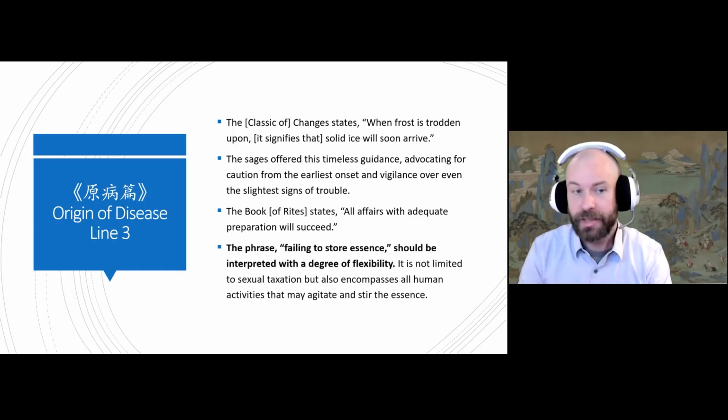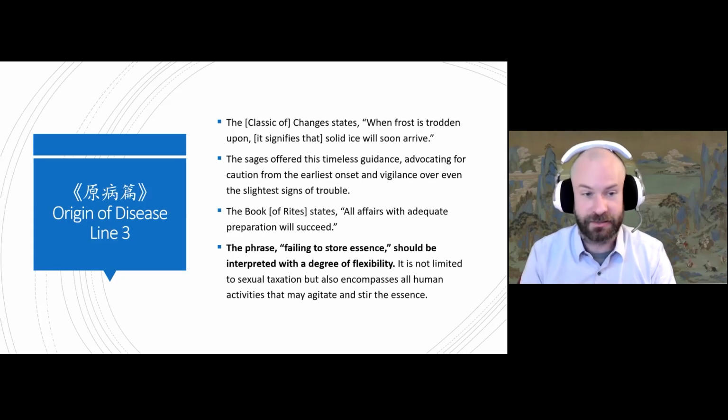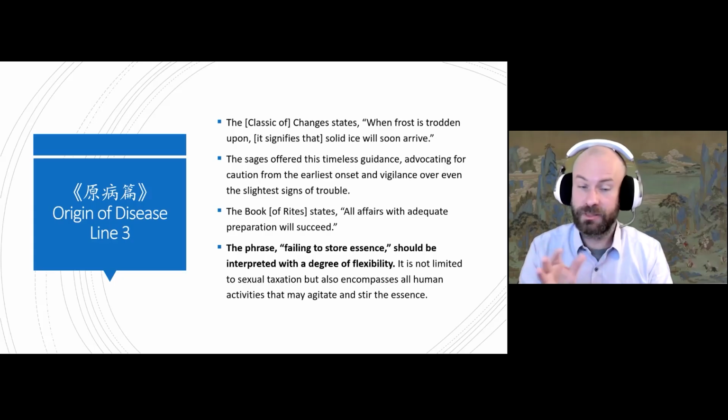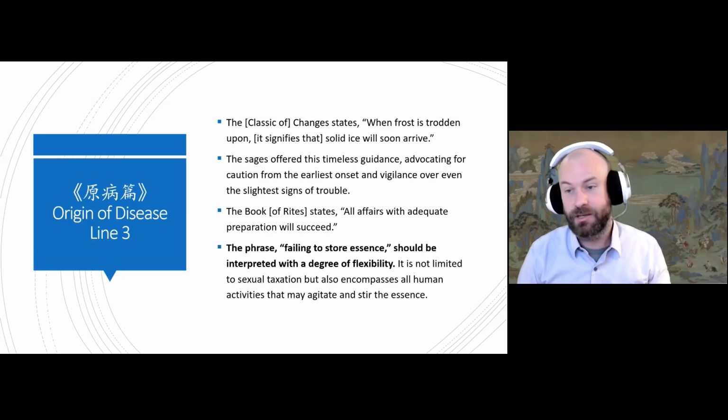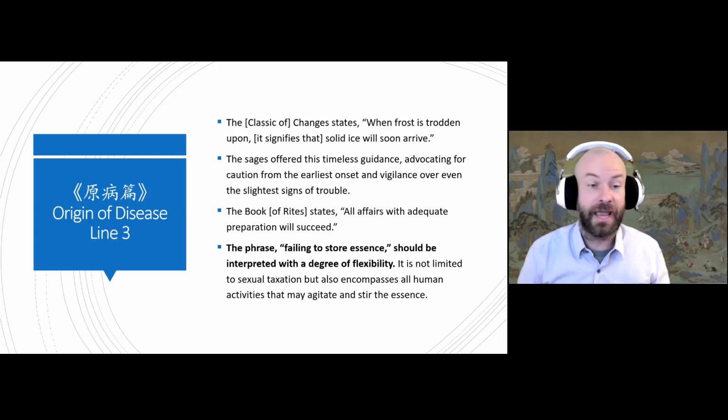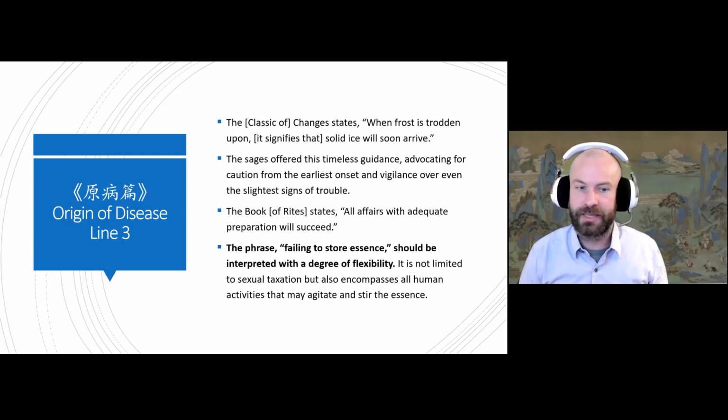So this phrase, failing to store essence, should be interpreted with a degree of flexibility. It is not limited to sexual taxation, but also encompasses all human activities that may agitate and stir the essence. So it's not just about having too much sex or anything like that. It could be about excessive sweating, or eating poor food that won't engender your own essence within. So I think we have to sometimes rethink what essence means.